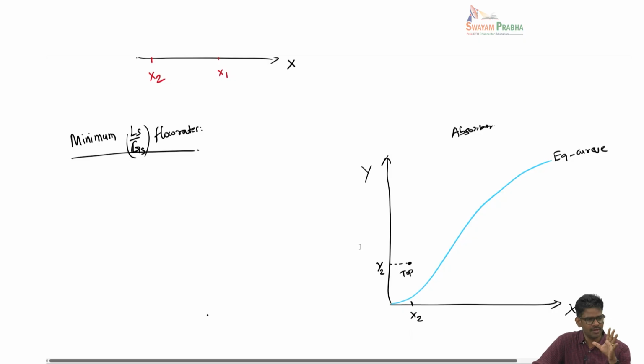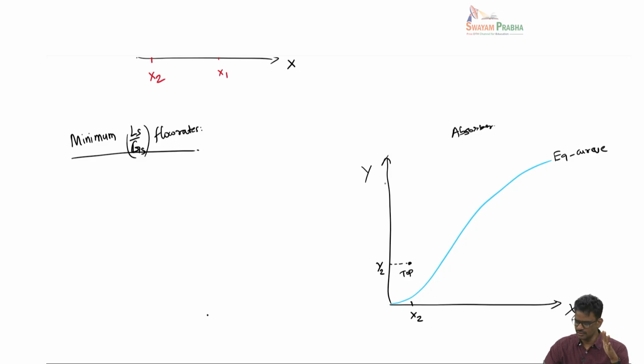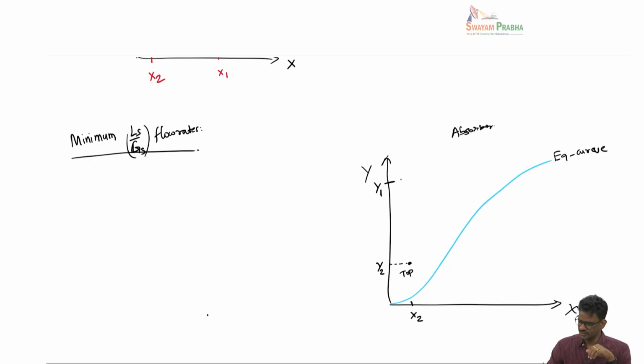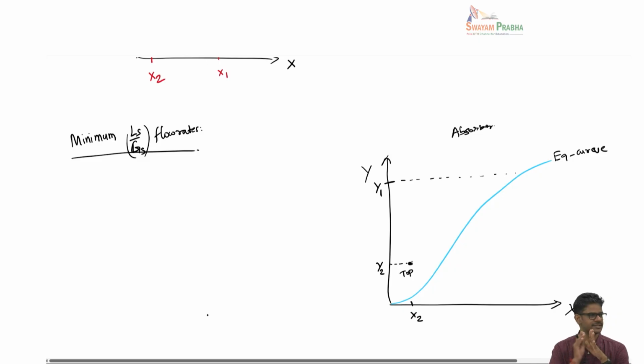So in an absorption problem, we pretty much know or specify what is the composition at the top of the column. We also know what is the composition of the gas in the inlet. Okay, so this point is known. This point we have fixed.